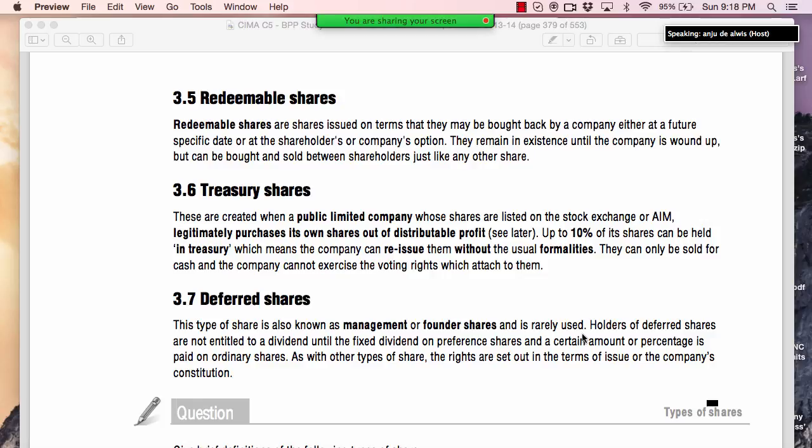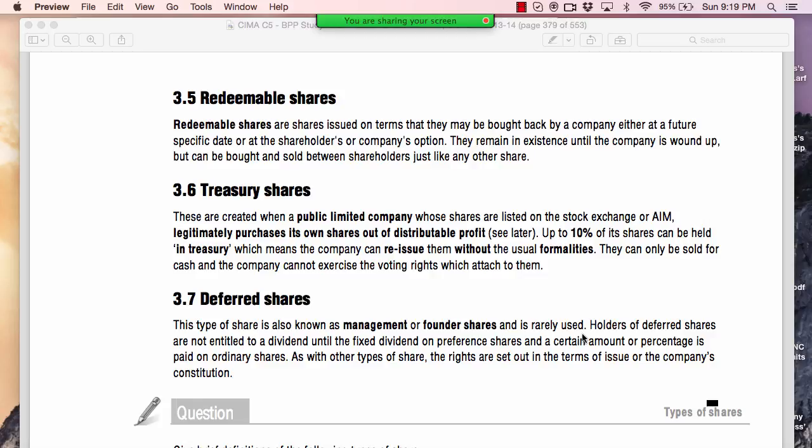Up to 10% of its shares can be held in treasury, which means a company can reissue them without the usual formalities. Generally, when a company has to issue shares, they have to go through the formalities, right? With treasury shares, you keep 10% of these shares, and I can sell them off whenever I want, okay? And it's not a problem, and I don't have to go through the normal formalities.